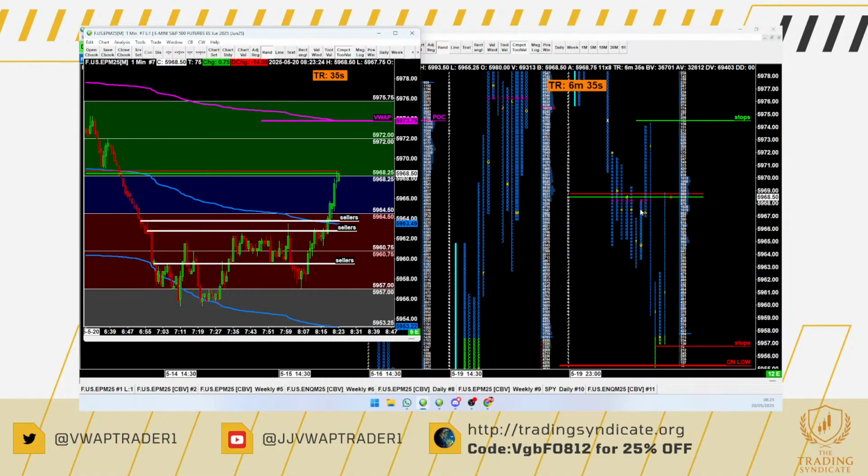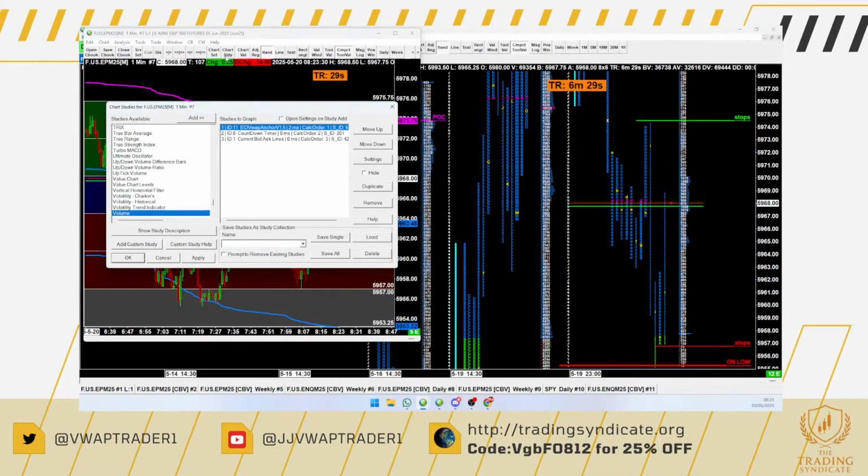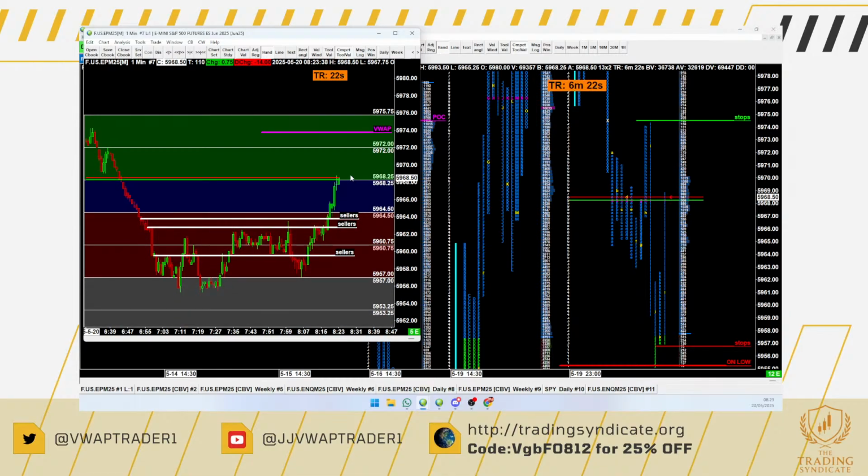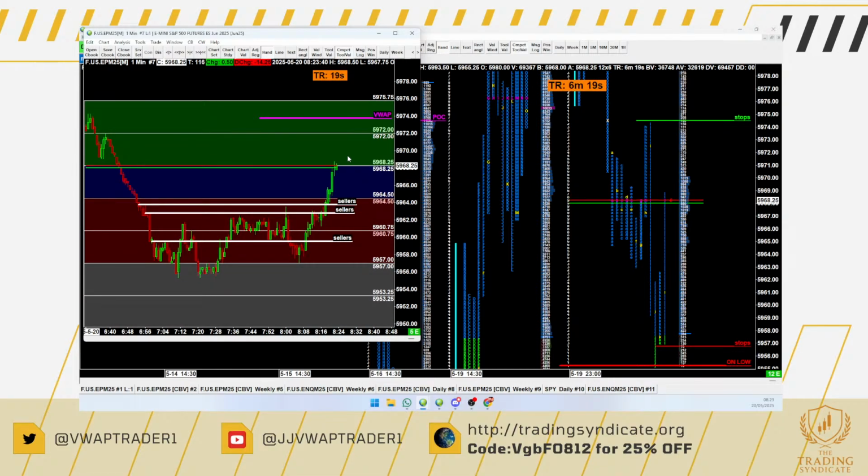And this is overnight inventory correcting upwards, right? Because inventory is short, the move is to the upside, right? The POC, we didn't have enough time to move the POC down, Howard. Didn't need to.